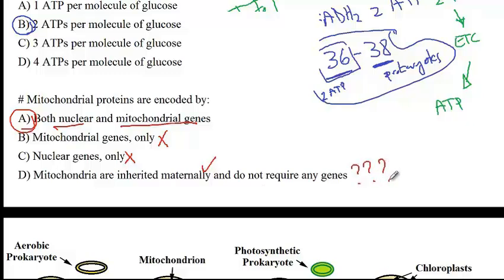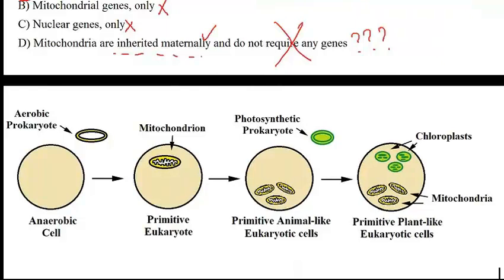Mitochondria are inherited maternally, which is correct, but this part doesn't make sense, and they do not require any gene. Why don't they require any gene? Because they are inherited maternally. We are already talking about being inherited, so where are their genes? So therefore, choice D is also incorrect. Alright, and now let's complete this image. Regarding the primitive plant-like eukaryotes, there were also some photosynthetic prokaryotes that, through the same process, started a symbiotic relationship with the eukaryotic cells, and they turned into the chloroplasts.